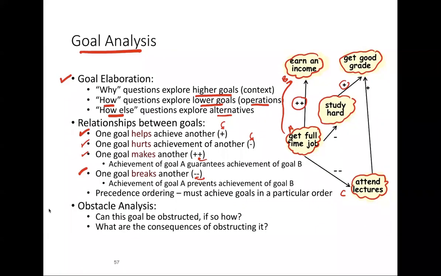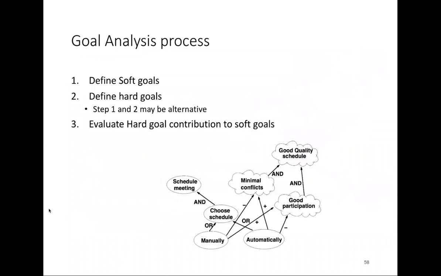First, you have to identify the soft goals, you have to identify the hard goals, you have to identify the relationship between the goals. And then once we identify the soft goals and then we identify the hard goals, and most importantly, you have to evaluate what are the hard goal contributions to the soft goals. So in this example, the ellipse shape is used for the hard goals, while this cloud shape is used for the soft goals.